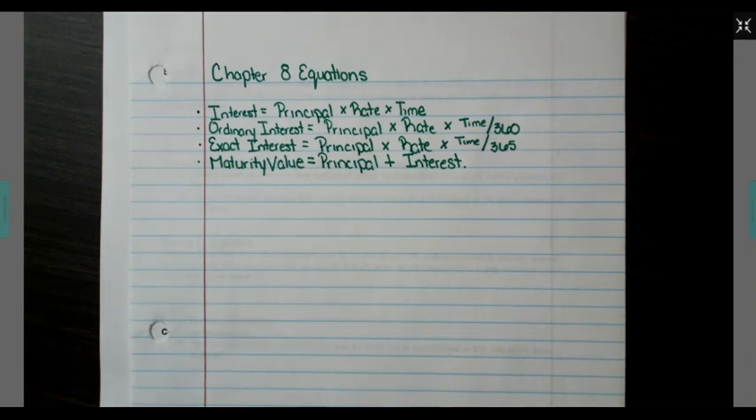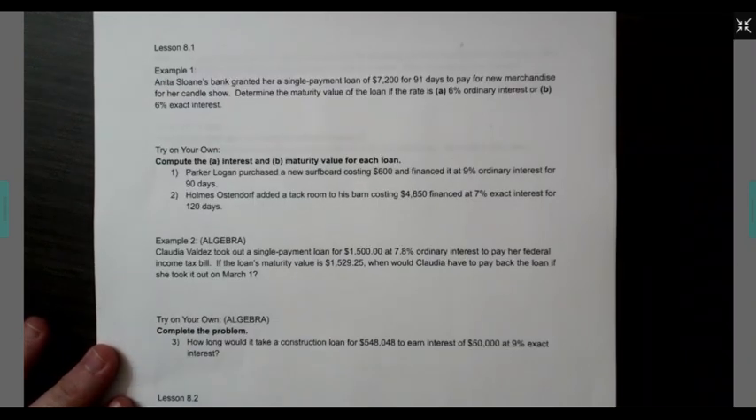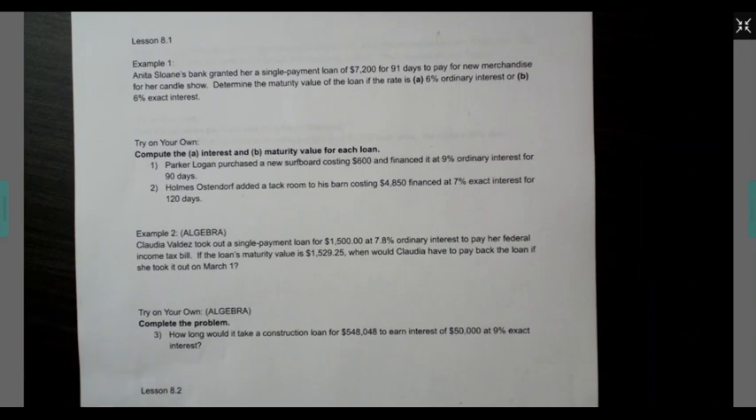All right, let's dive into our lesson for today. Keep your equation sheet handy. Example 1. Anita, her bank granted her a single payment loan of $7,200 for 91 days to pay for new merchandise for her candle show. Determine the maturity value of the loan if the rate is 6% ordinary interest. And then it also wants us to do 6% exact interest.